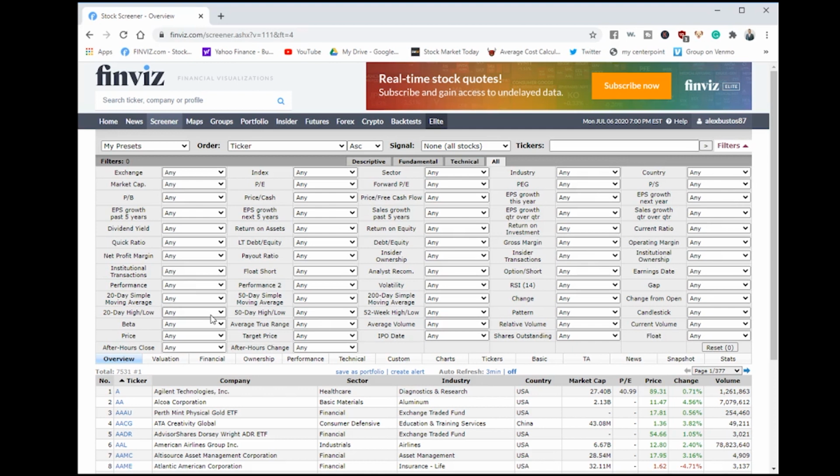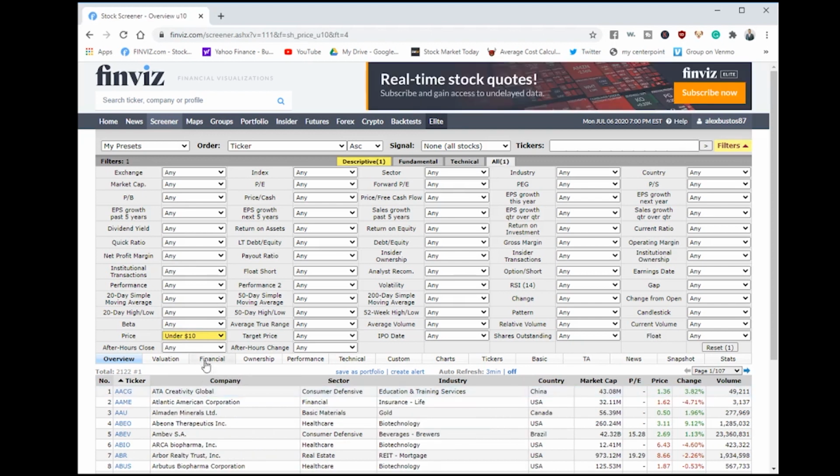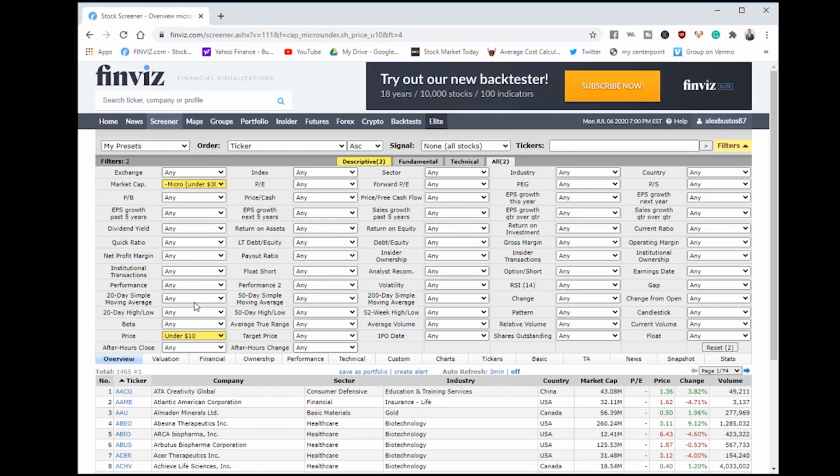So here you'll see all of the different filters you can use when it comes to scanning. Again, we're going to stick to what I was talking about earlier. So it's going to be short, quick, and simple. For me, I like to trade anything under $10. I also want a market cap that's micro, under 300 million.